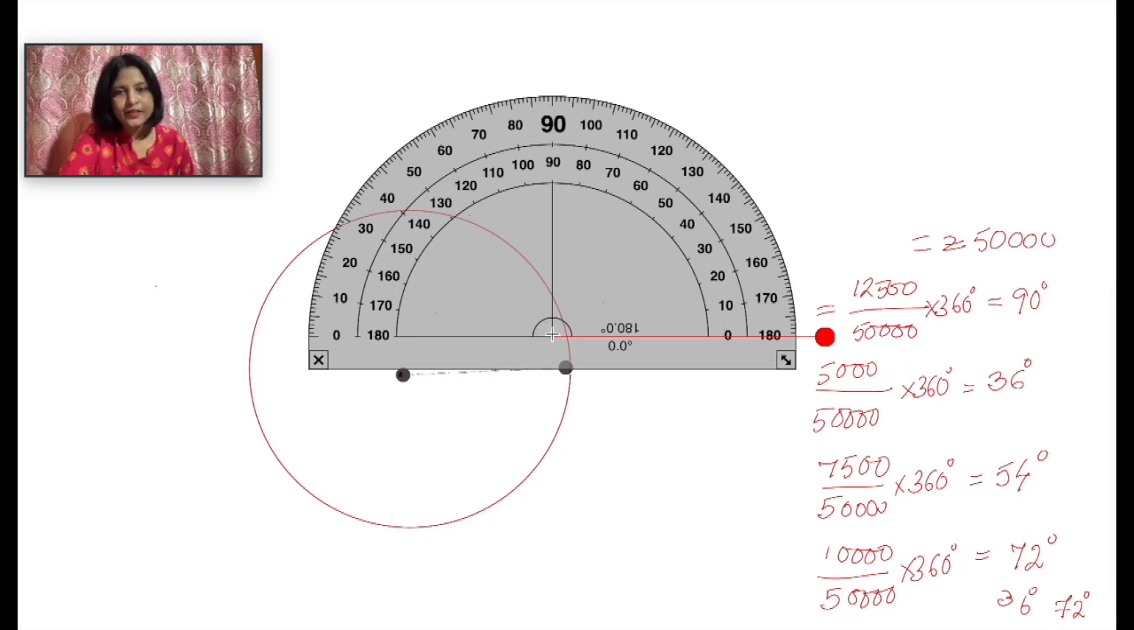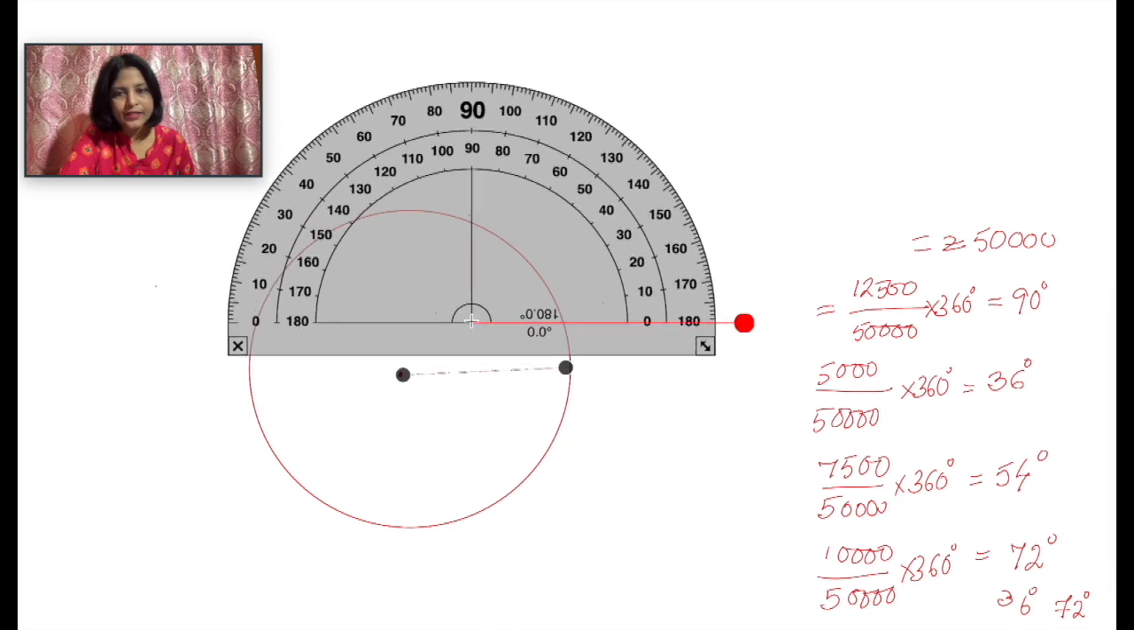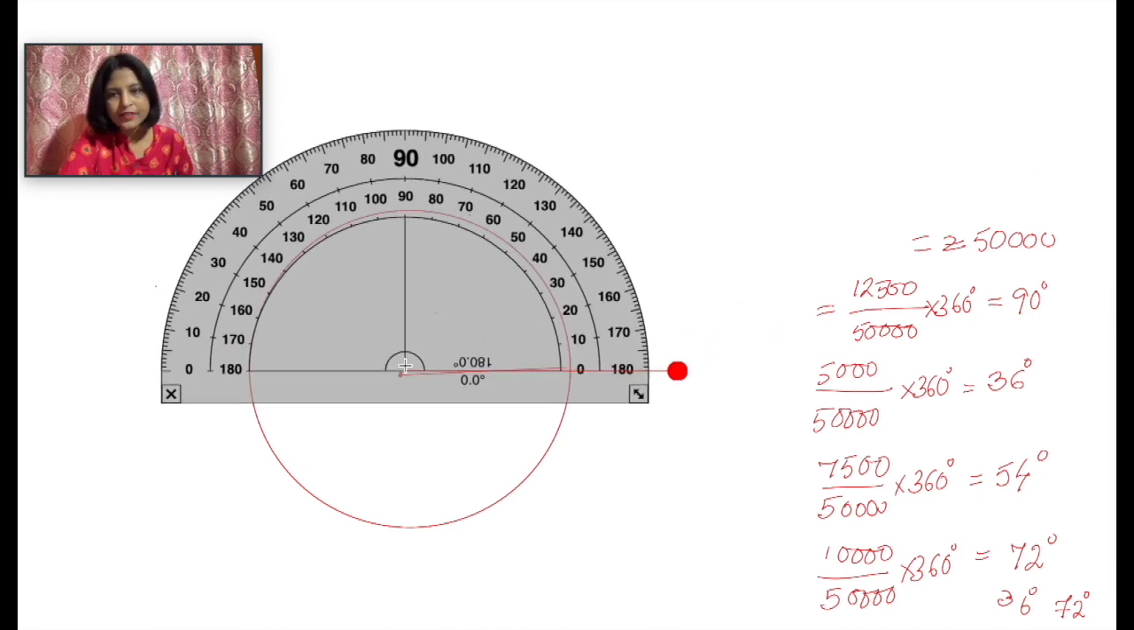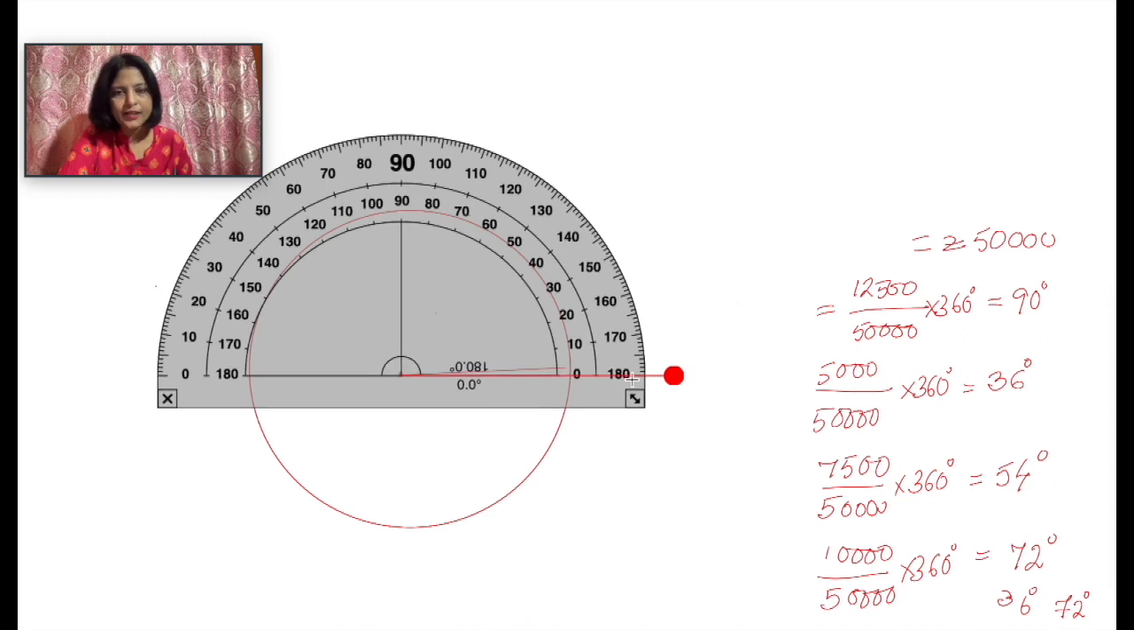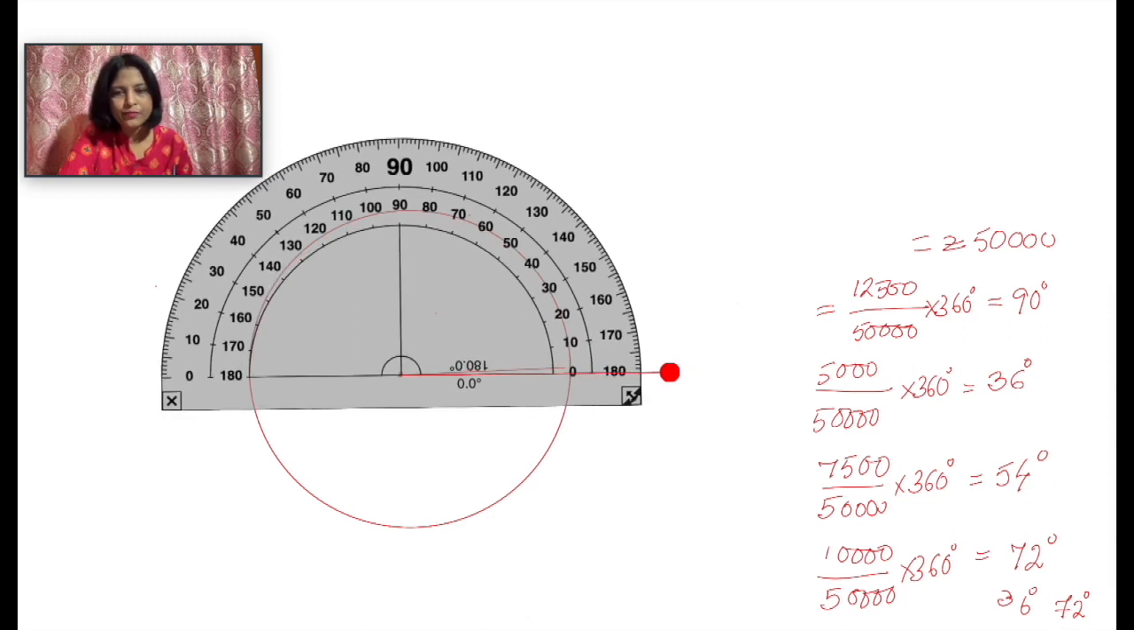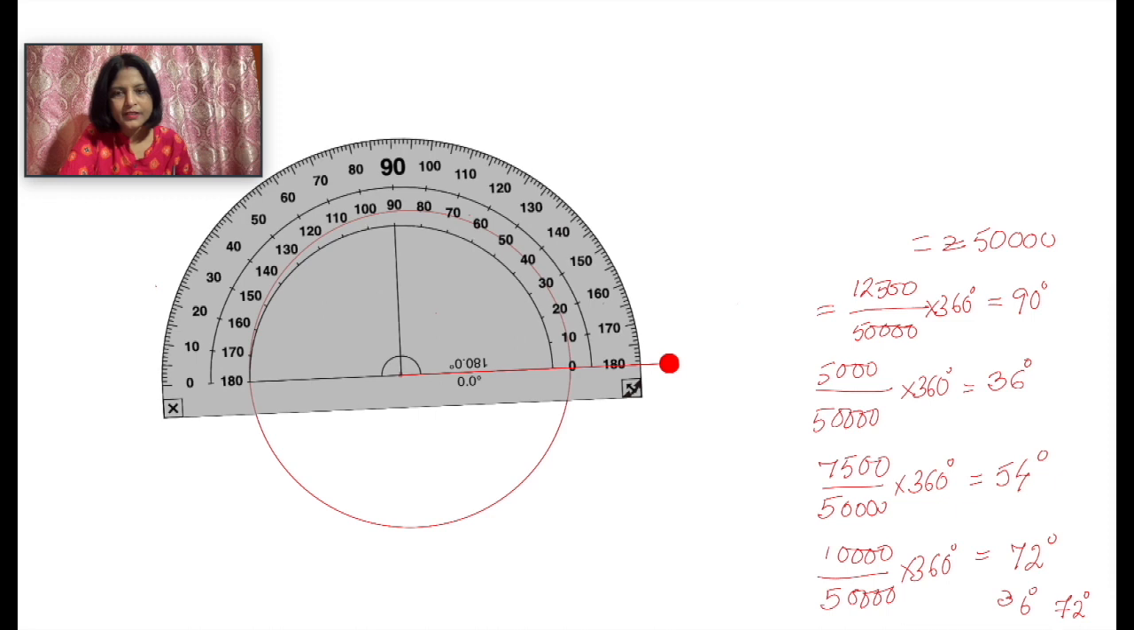Let us place this center of the protector at the center of the circle. So here I have the center of the circle, you can see, and I have to place it in such a manner that the base line of the protector coincides with the radius, right? Now the first angle here is 90 degree. So what I have to do here is I have to rotate this point.